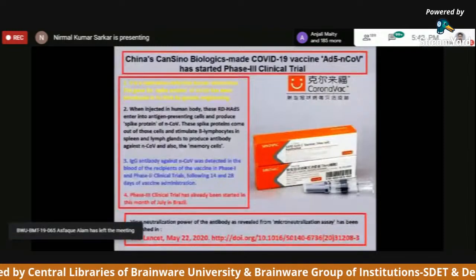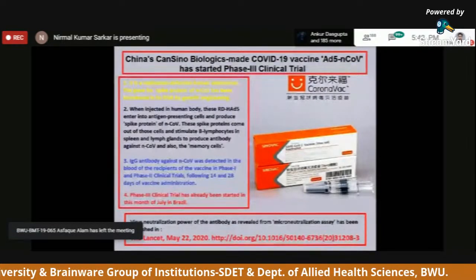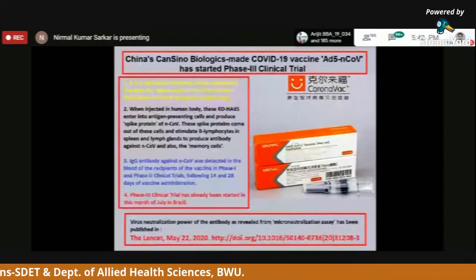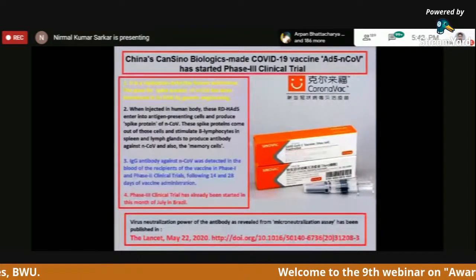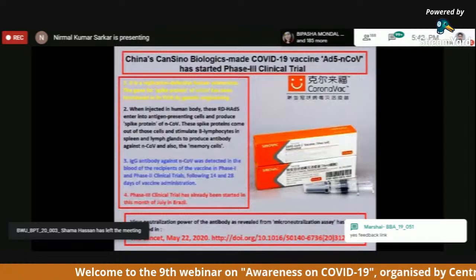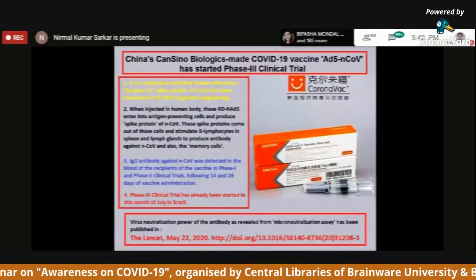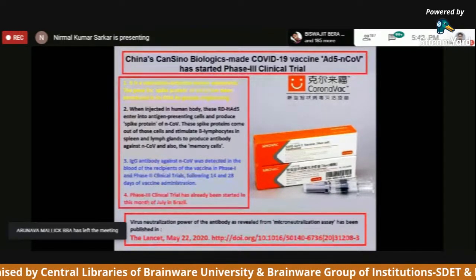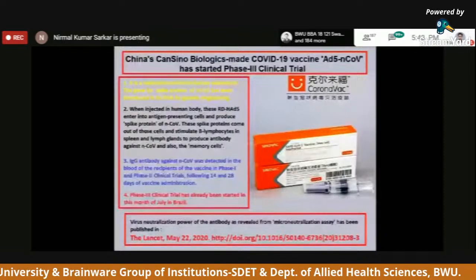These spike proteins come out of those cells and stimulate B lymphocytes in the spleen and lymph glands to produce antibody against novel coronavirus. The spike protein also stimulates the production of memory cells in the human body. Phase 3 clinical trial has already been started in the month of July in Brazil.